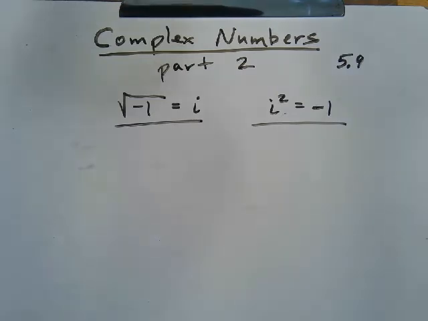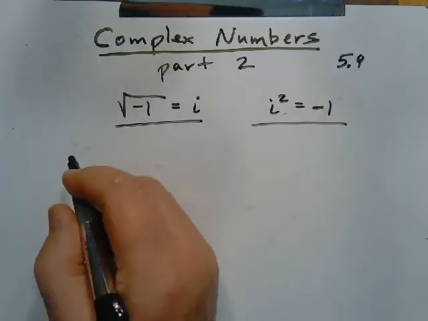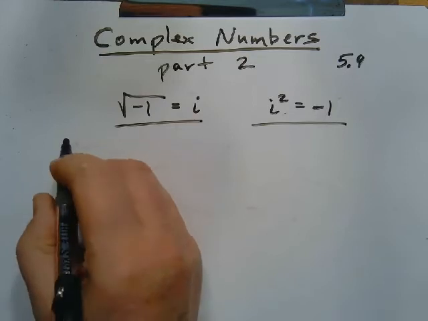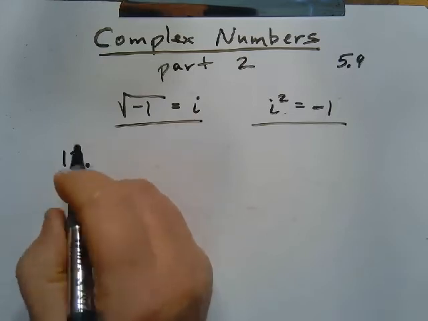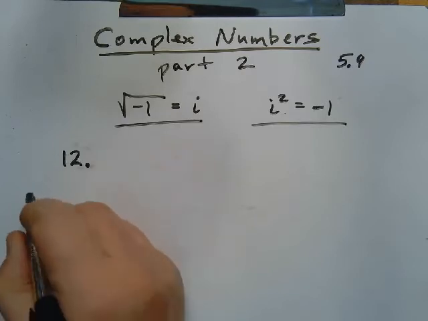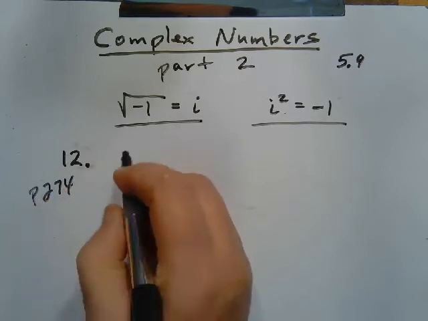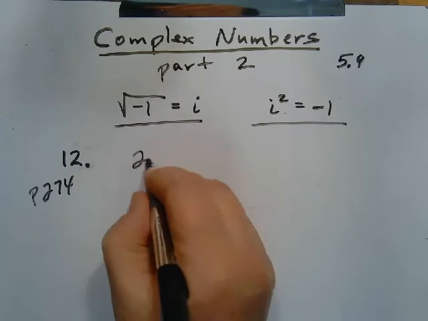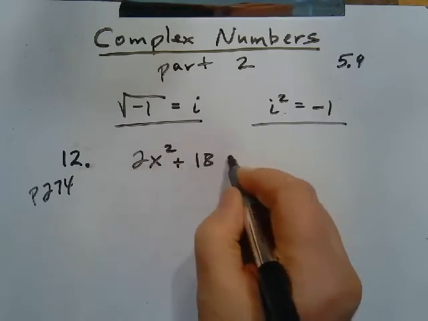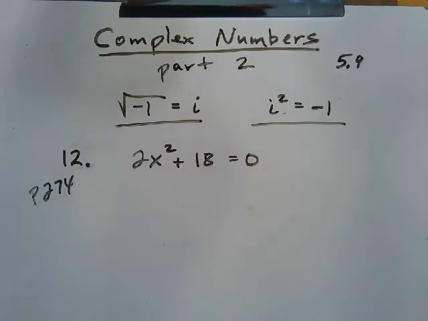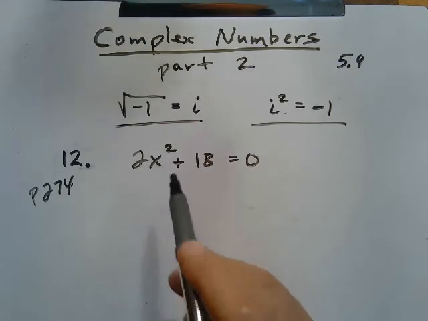So let's just take a look at some more of the problems from your homework for today. A little different type of problems, but you shouldn't have too much trouble with these. Let's take a look at number 12. This is on page 274. Number 12, it asks us to actually solve the equation. Now, in the past, we've had trouble solving this because we didn't have a way of solving square roots of negatives.